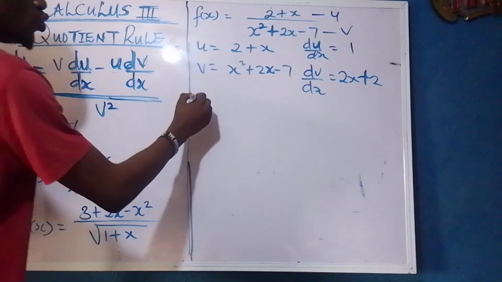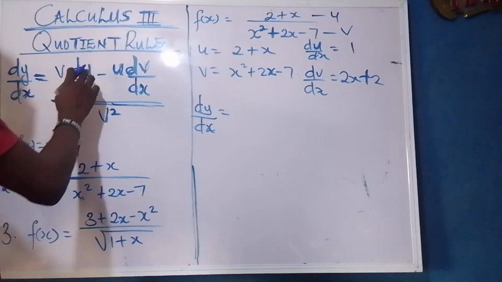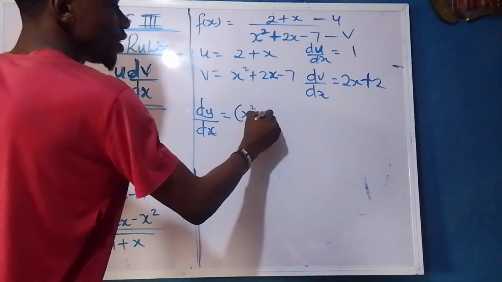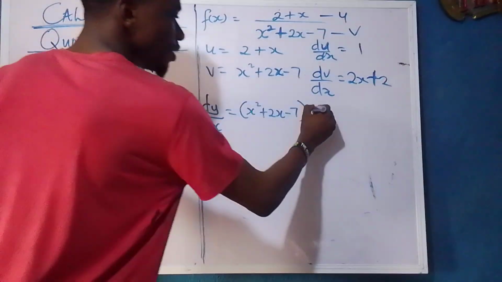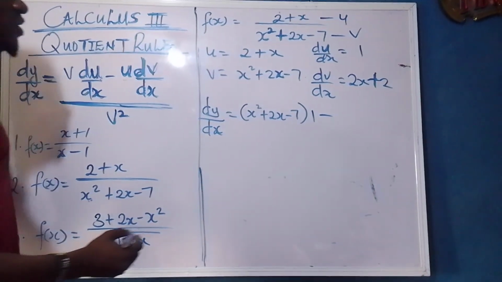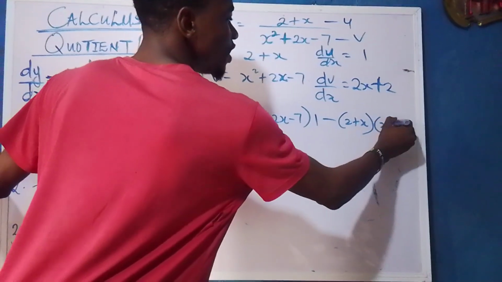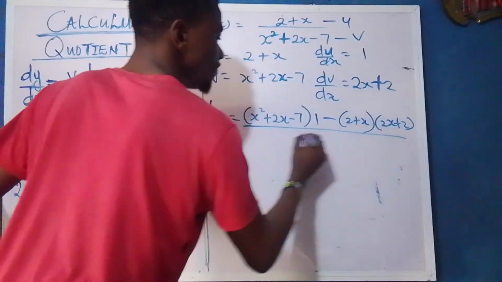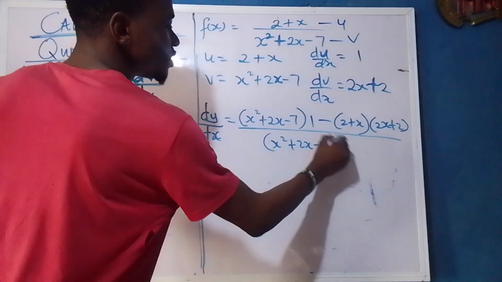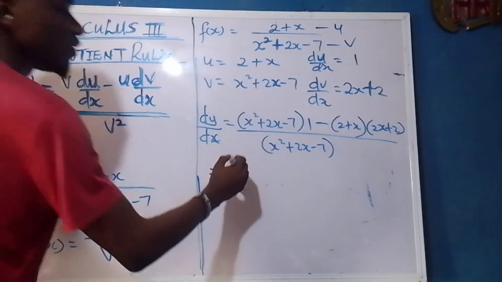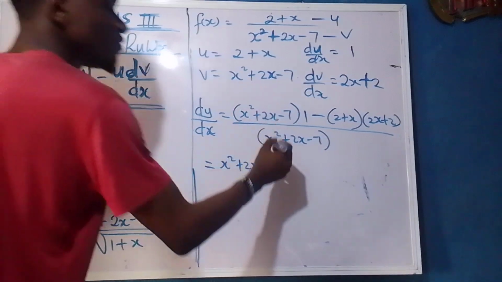So now the next step is to input the values into the quotient rule formula. So we have v du over dx, that is x squared plus 2x minus 7, times du over dx which is 1, minus u dv over dx, that is 2 plus x, times dv over dx which is 2x plus 2, all over v squared, which is the value of our v, x squared plus 2x minus 7, squared. You understand? So when we simplify this further, we have x squared plus 2x minus 7. When you multiply by 1, you still have the same value.